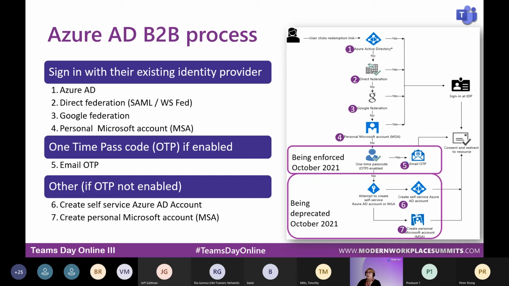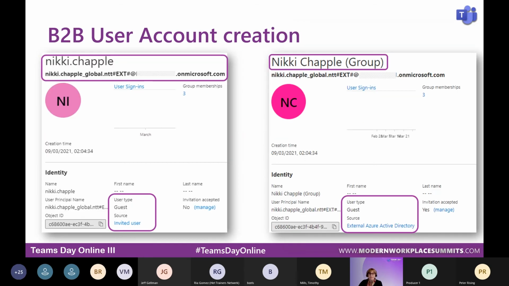So that's just sort of the process that it works. They're going to authorize with their own identity, and then you're going to put the controls around what guests can do and what guests can see.